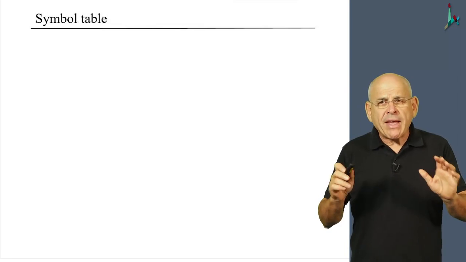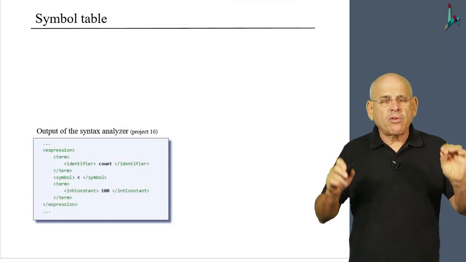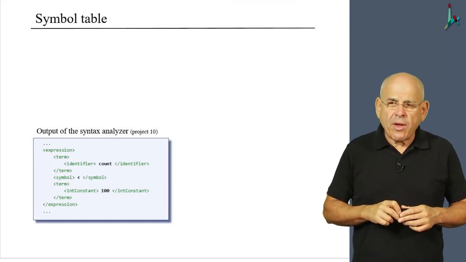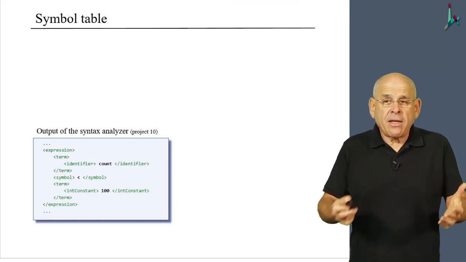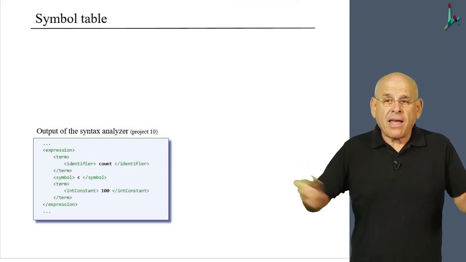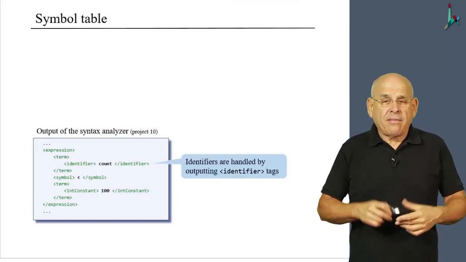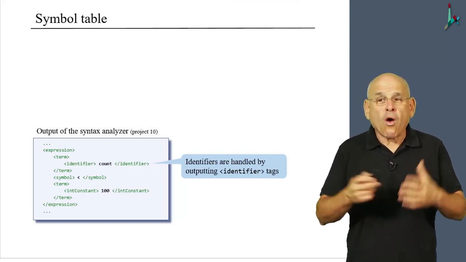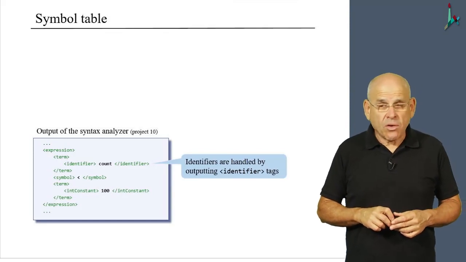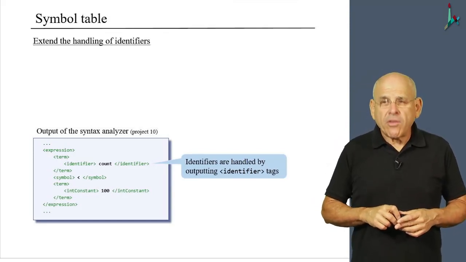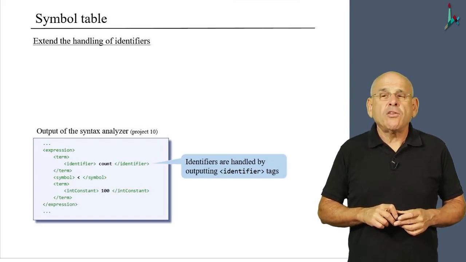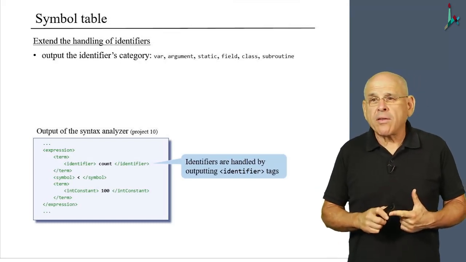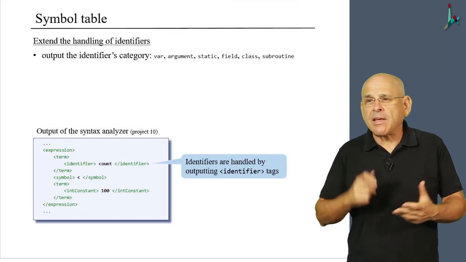Before we get started, let us remember how the output of the syntax analyzer looks. In particular, note how we treat the variable count. Presently, the syntax analyzer simply tags it as an identifier, right? And yet, as we decided, we want to be much more specific about the role of this symbol in the source code. And here's how we're going to do it. We're going to extend the syntax analyzer to output the following information. First of all, the identifier's category, whether it's a var, an argument, a static, a field, a class, or a subroutine.